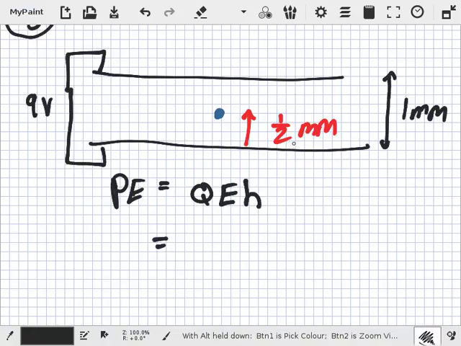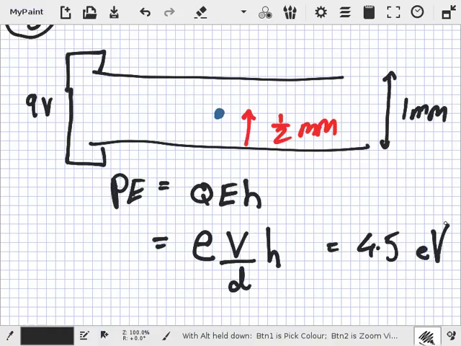So it's a proton, right? So that's going to be E, and then the E is V over D, where this D is the 1 millimeter, and this H is half a millimeter, and this is 9. So that's 9, that's a millimeter, half a millimeter, 4.5. That's 1 millimeter, and that's half a millimeter. And that's 9, and that's E. So the answer is 4.5 electron volts.